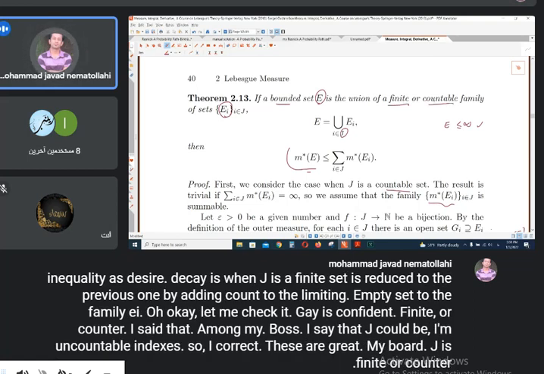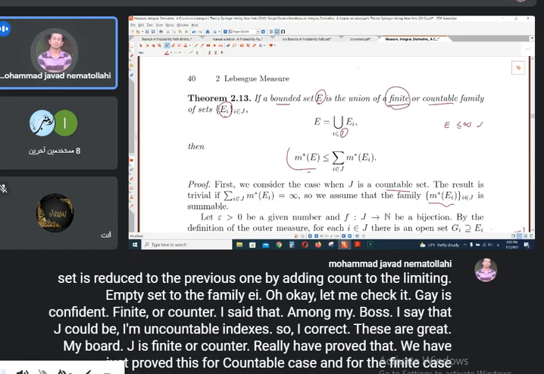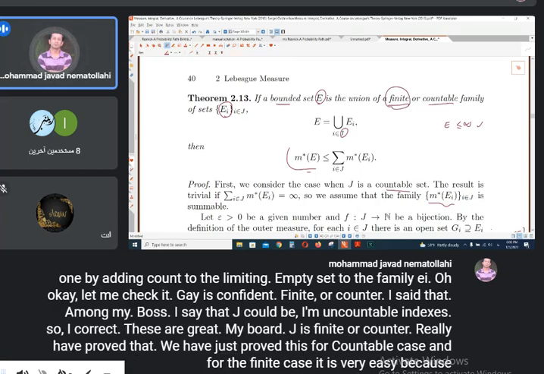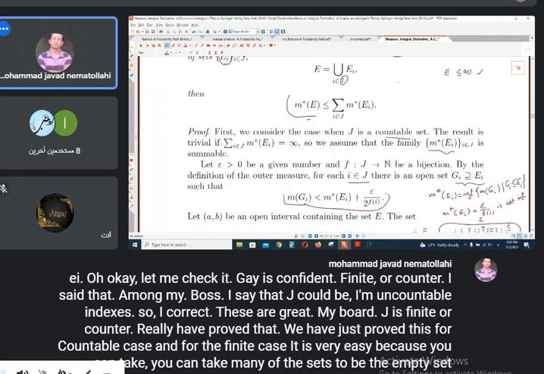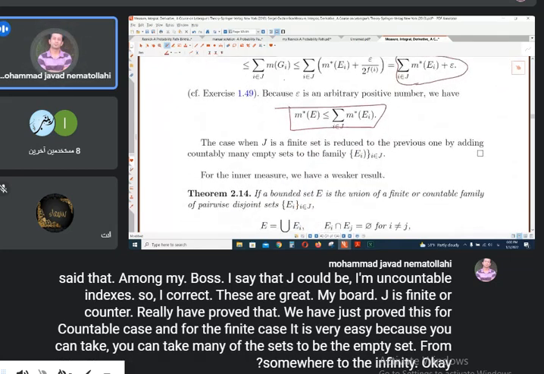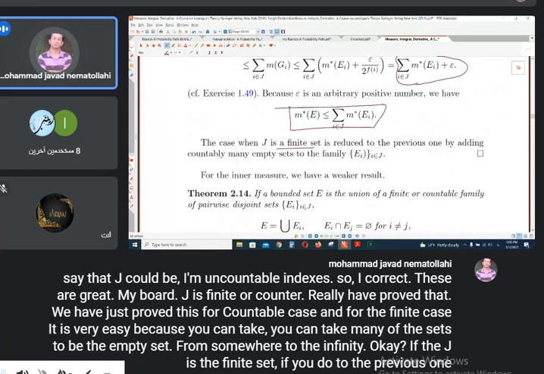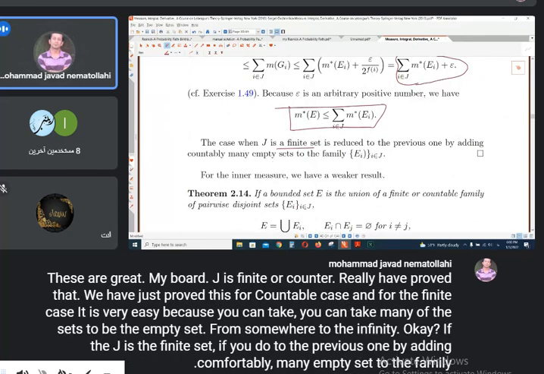We have just proved this for the countable case, and for the finite case it is very easy because you can take many of these sets to be the empty set, from somewhere to infinity. If J is a finite set, it's reduced to the previous one by adding countably many empty sets to the family E_i, i belongs to J.